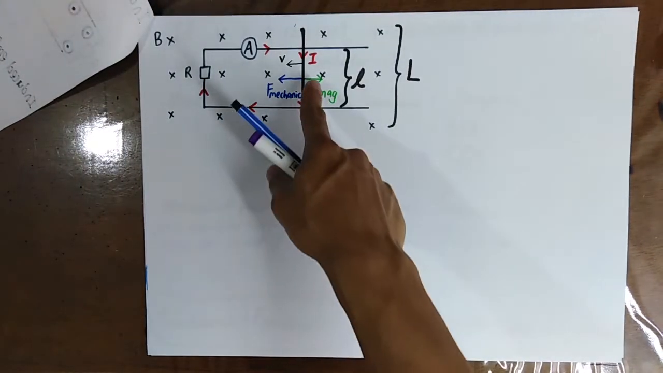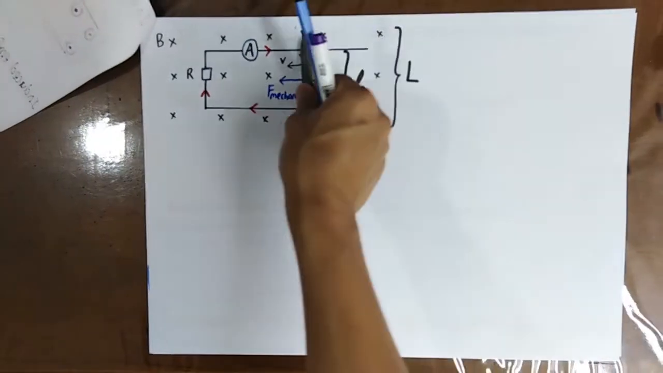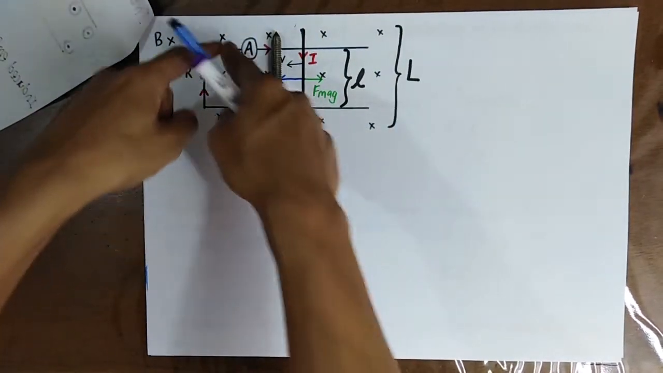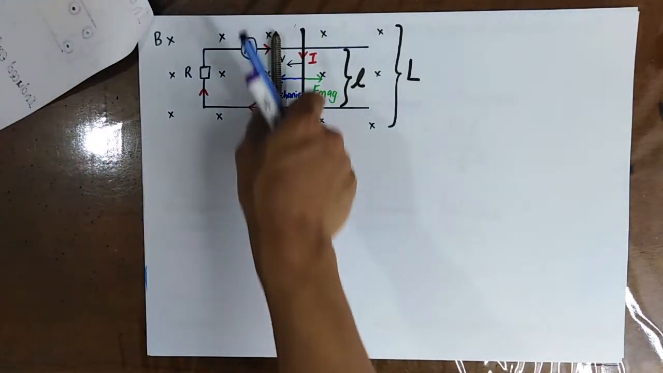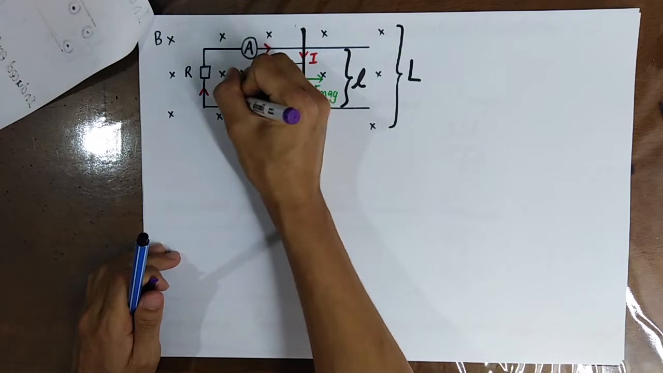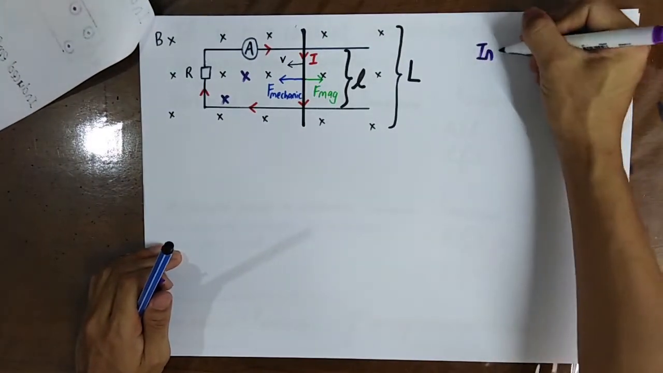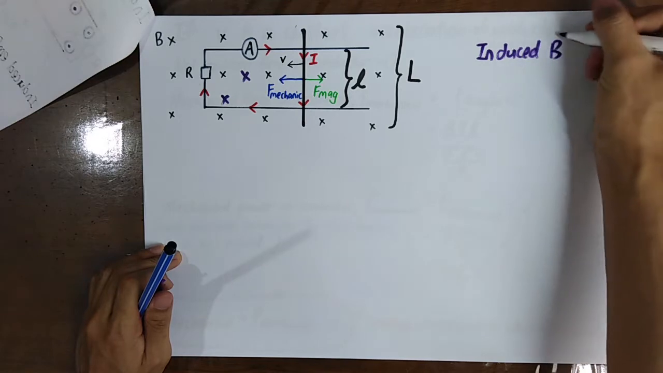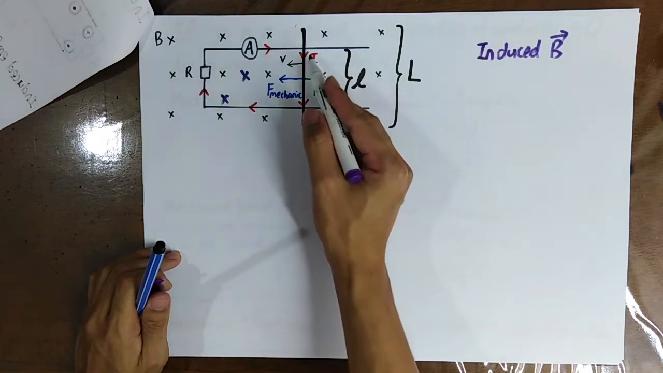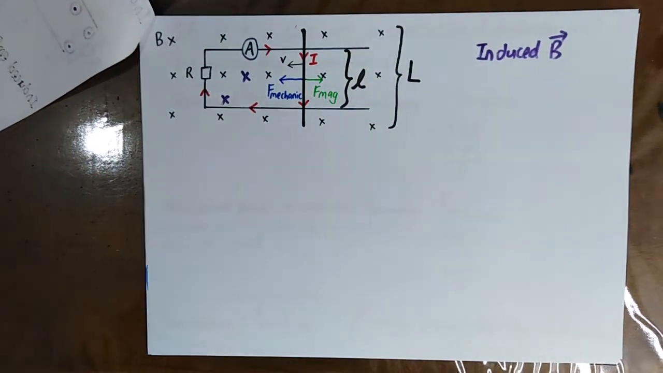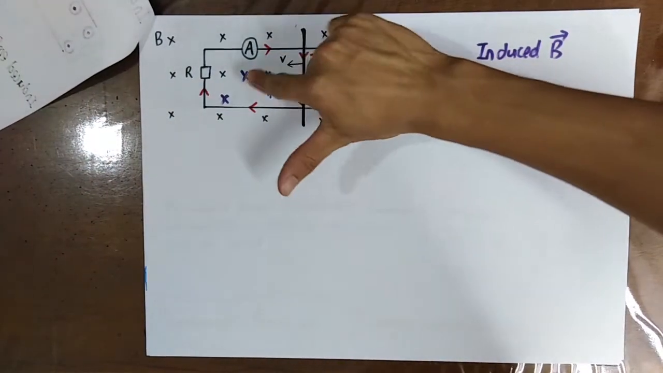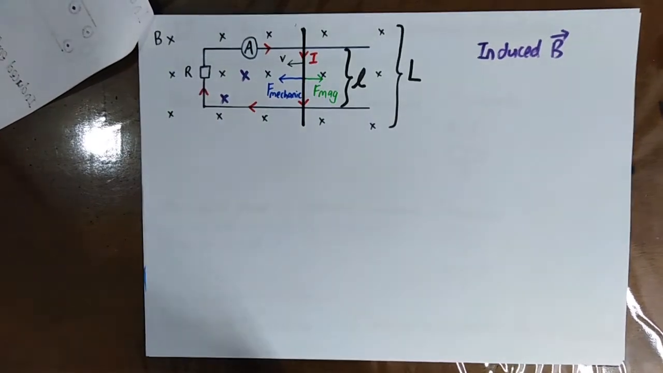For example, if now the conducting rod is moving from here to here, you know that the area decreases. So you know that the direction of the induced magnetic field must be into the page. So when you want your induced magnetic field to be into the page, then of course your current has to be in this direction, because when you use the right-hand grip rule here, you know that the magnetic field is into the page.